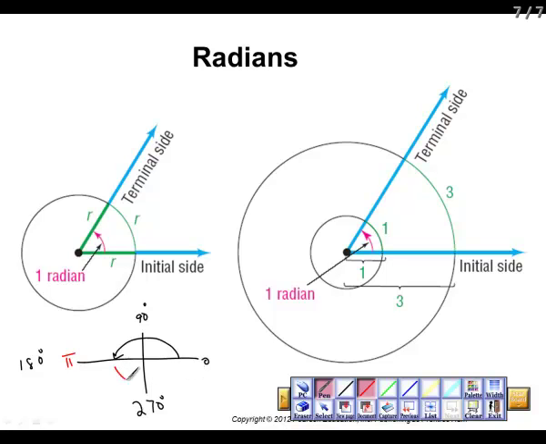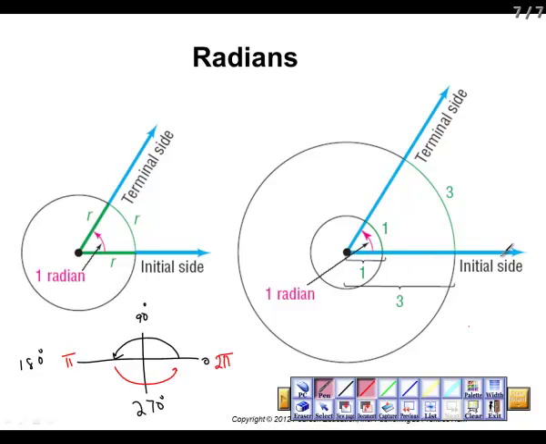And so if we kept going on around, that would be 2 pi. And pi is the ratio between the circumference of a circle and its diameter. We always just refer to this as pi. So 1 radian is basically we're looking at the conversion between degrees and radians.